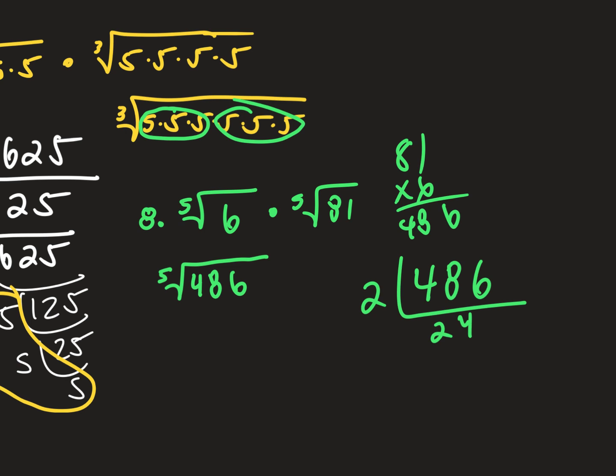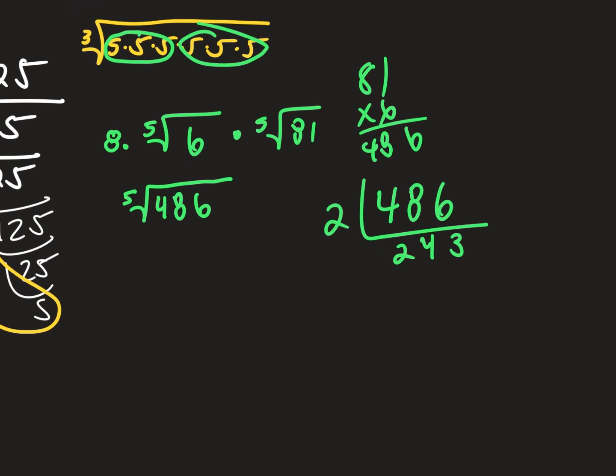And then 2 goes into 6 how many times? 3. Okay, 2 does not go into this again. Does 3? How do you know? What's 2 plus 4? 6 plus 3 is 9. So 3 goes into 9. So I'm going to try 3. 3 goes into 24 8 times, right? 3 goes into 3 once.